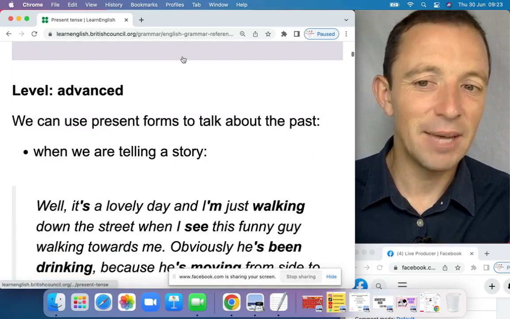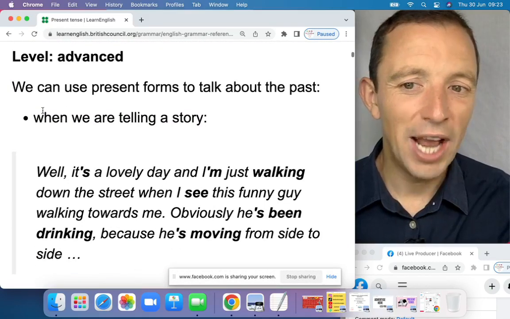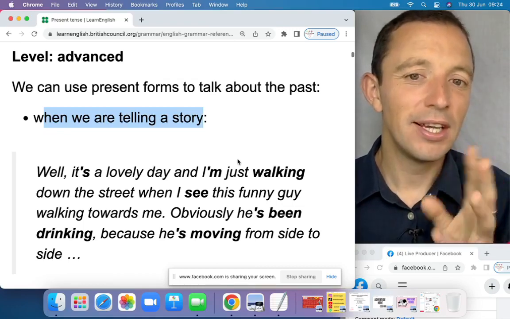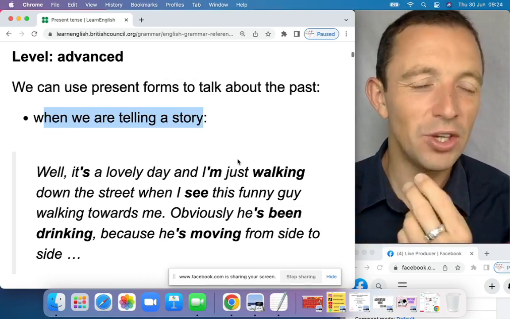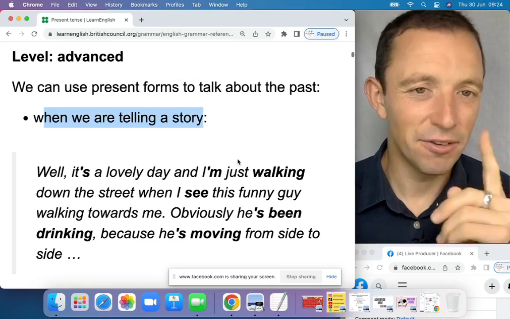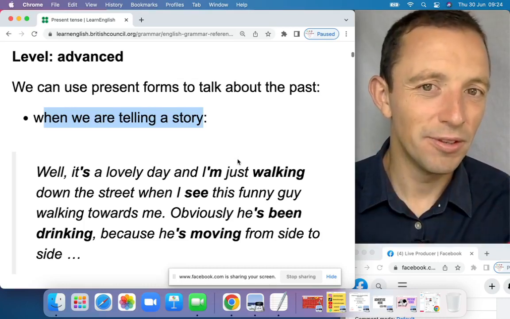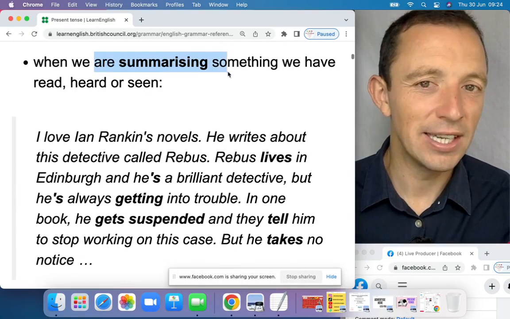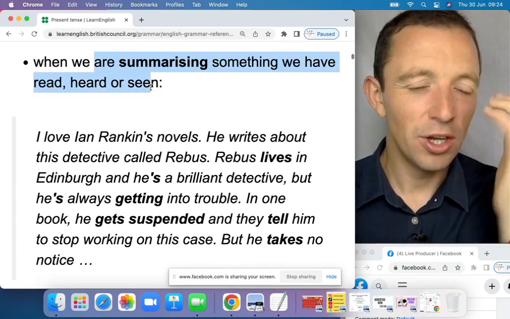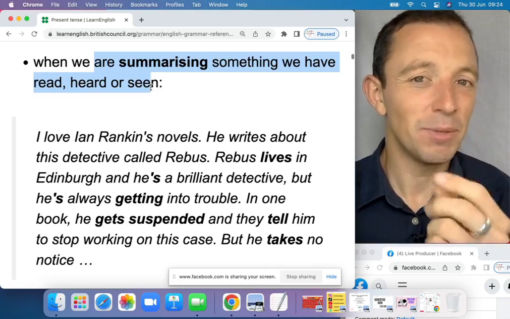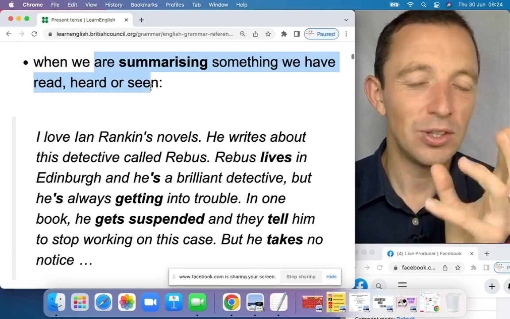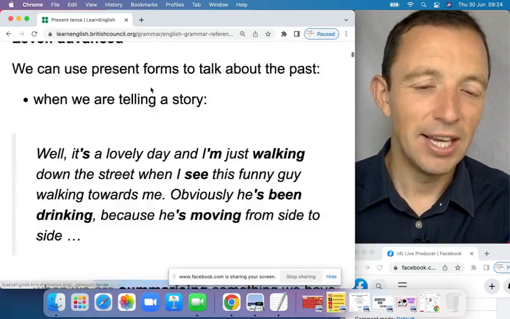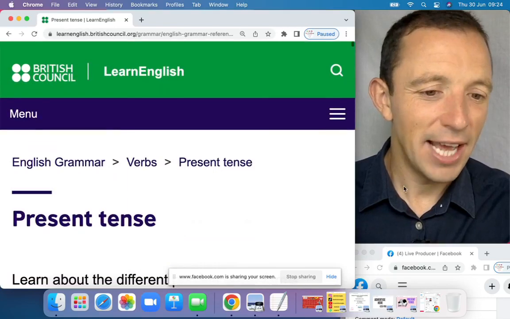And then we had the exercise. Then we move to level advanced. When we are telling a story, it's possible to use the present forms speaking about the past when you are telling a story. That's the first advanced rule from today's lesson. And the second rule is when we are summarizing something we have heard, read, or seen, it's possible to use the present tense forms to speak about the past. And then we had the exercises as well. So that is everything for today.